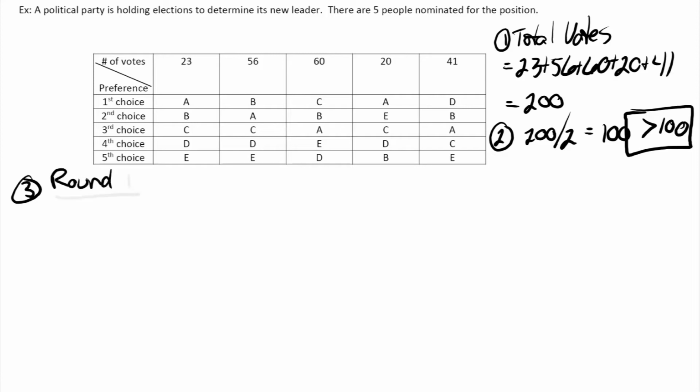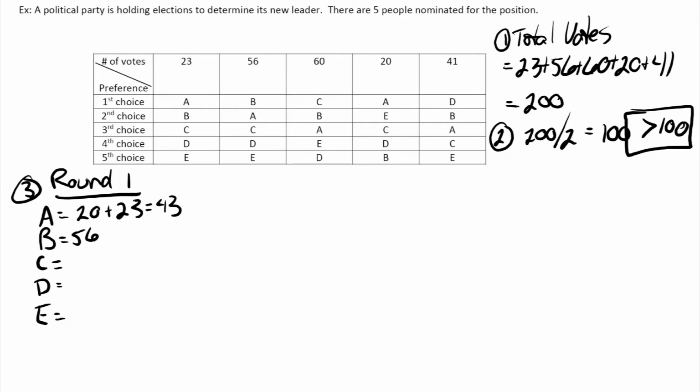So this is our first round, and we've got candidates A, B, C, D, and E. So candidate A gets a first place ranking from 23 people and from another 20 people. So candidate A is ranked first on 2 different types of ballots, and 20 people and 23 people gave A the first place ranking. So that means candidate A got 43 votes. Candidate B was ranked first on only 1 ballot, so there are 56 of those. Candidate C was ranked first on 60. Candidate D was ranked first on 41. And candidate E wasn't ranked first on any ballots.